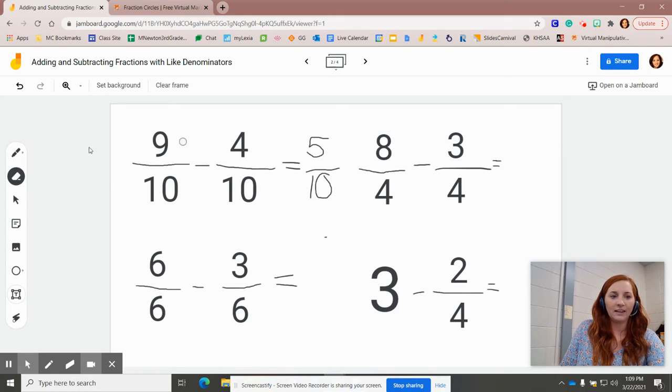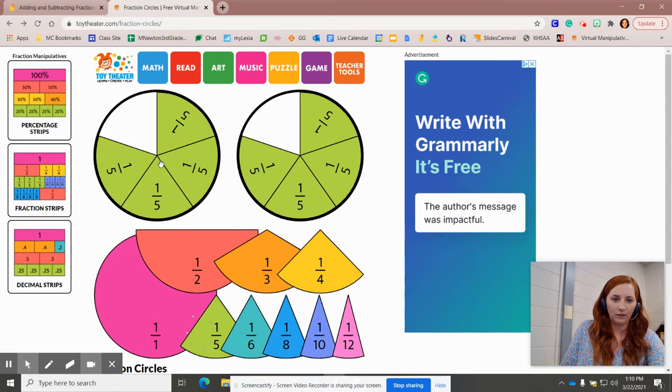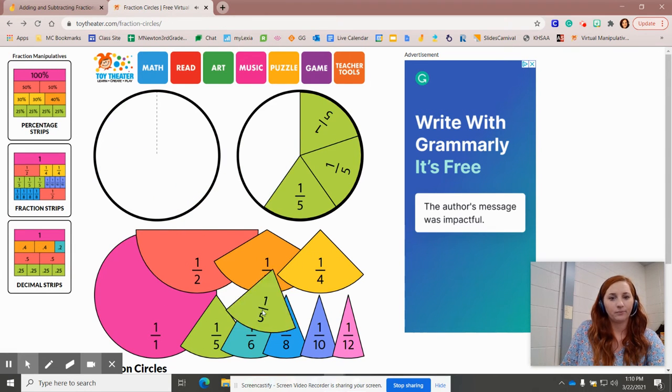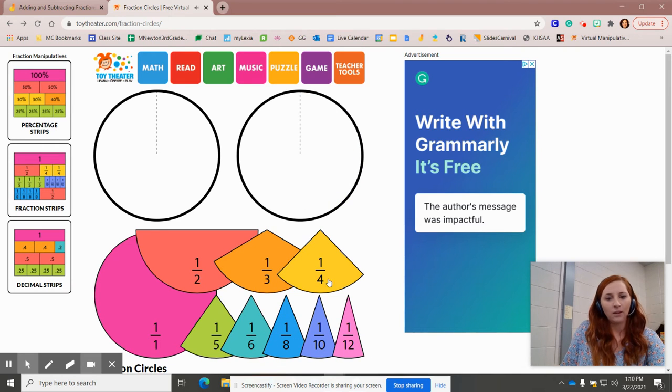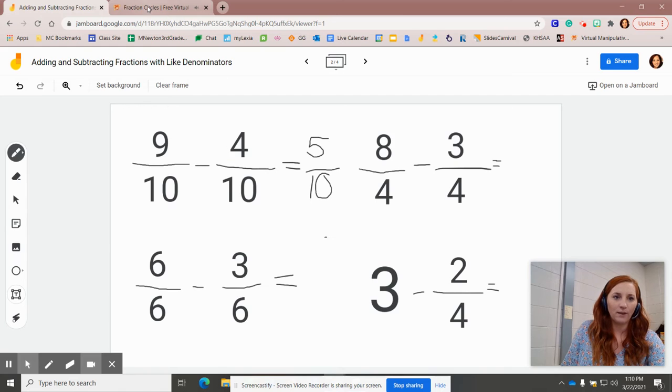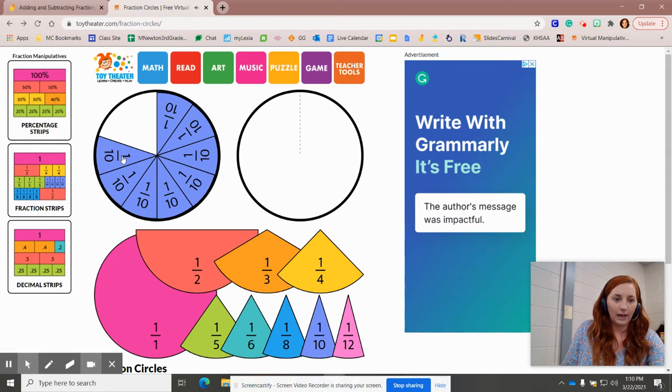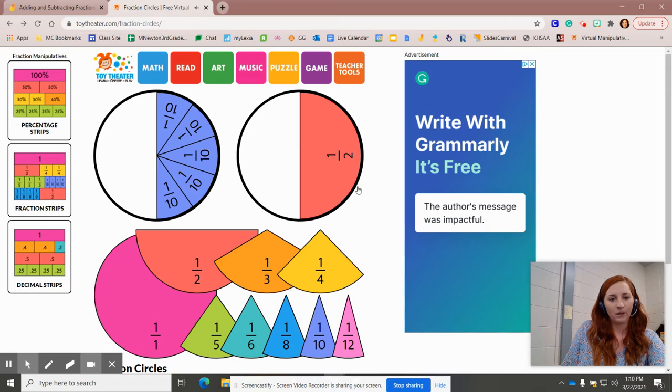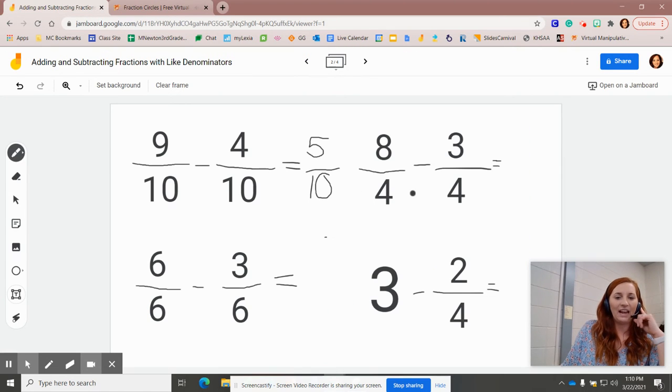Okay, so if I had 9 slices that were broken into tenths, so let's actually do that. Here's my tenths, 9/10. So 1/10, 2/10, 3/10, 4/10, 5/10, 6/10, 7/10, 8/10, 9/10. Okay, and it says I take away 4/10. So 8/10, 7/10, 6/10, 5/10, which is equivalent to 1/2. So I have half a pizza left.